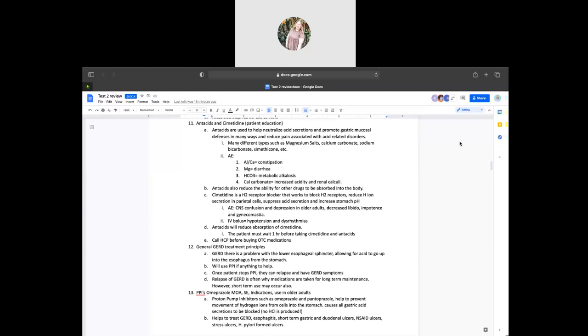So the provider may want to give important information regarding teaching for clonidine and antacids. And they may want to tell them, hey, don't buy this medication. Come see me a week later. So we need to make sure that we always clarify with the provider before doing anything.